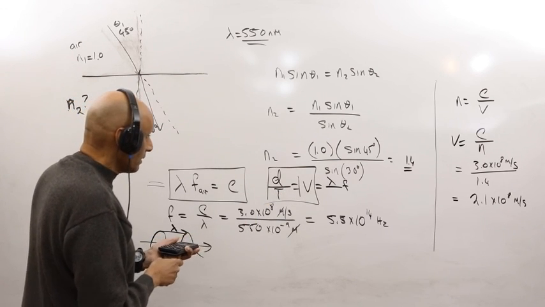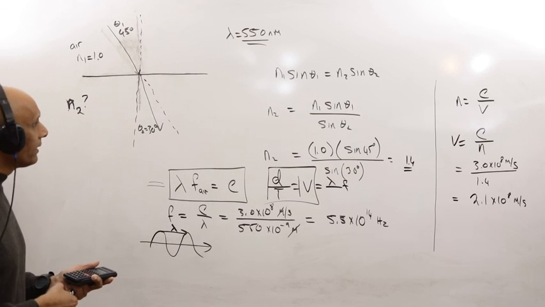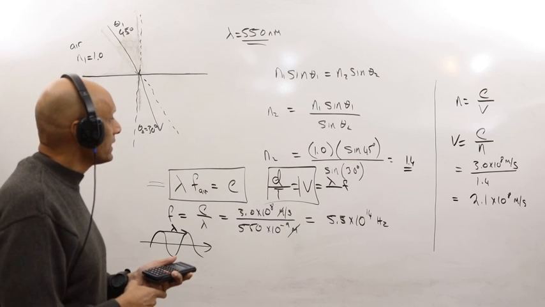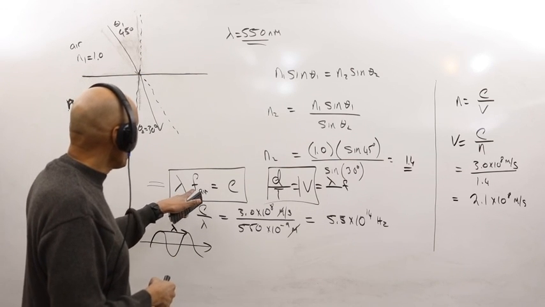It's a little messy in here, but let's review Snell's law also. So it's a mixture of Snell's law and your view of lambda times f is equal to c.